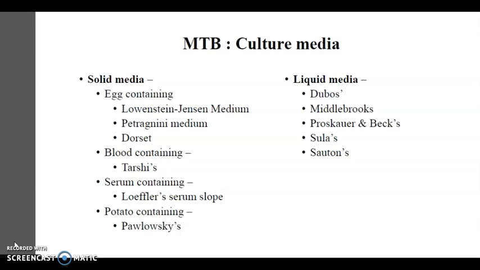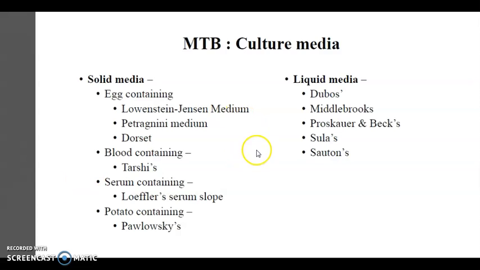Several media, both solid and liquid media, have been described for the cultivation of tubercle bacilli. The solid media contain egg, the Lowenstein-Jensen, Petragnini medium and the Dorset medium, and the blood containing Tarshis medium, serum containing Loeffler's serum slope, and potato containing Pawlowsky's medium. The solid medium most widely employed for routine culture is the Lowenstein-Jensen medium, and it consists of coagulated hen's egg, mineral salt solution, asparagine, and malachite green.